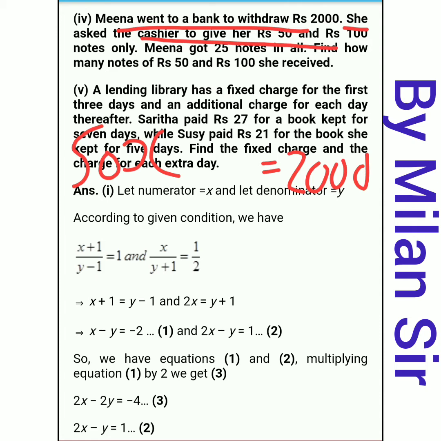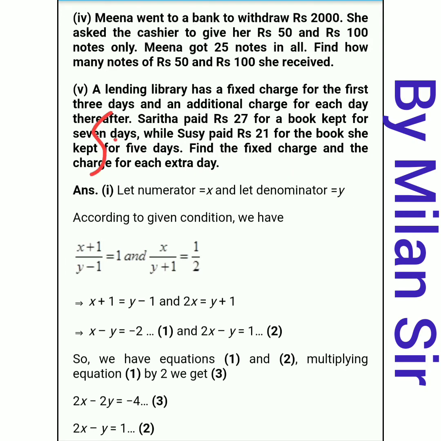Same thing for rupees 100. Number of 100 rupees notes is equal to y, so total rupees by 100 rupees notes is equal to 100y, because if I have 5 notes of rupees 100, I have 500 rupees, right? 100 into 5. So here we have y number of notes, so 100 into y, and total amount she withdraws is rupees 2000. So 50x plus 100y is equal to 2000.